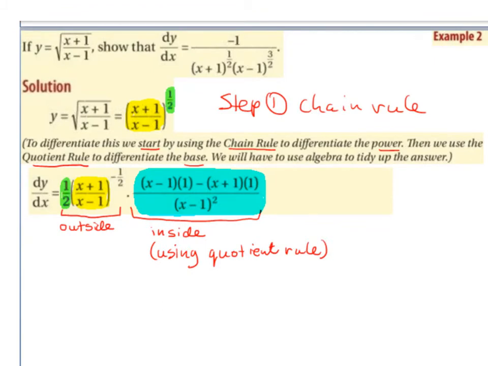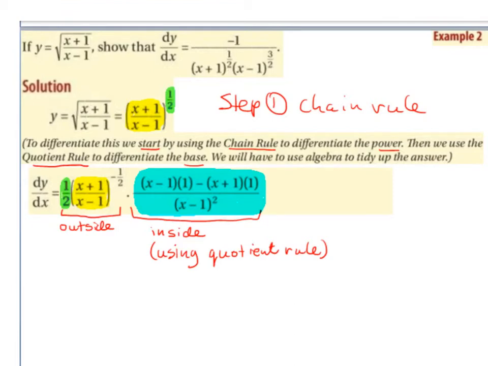Let's have a look at another example. If y is equal to the square root of x plus 1 divided by x minus 1, show that dy dx is equal to minus 1 over x plus 1 to the power of a half multiplied by x minus 1 to the power of 3 over 2.